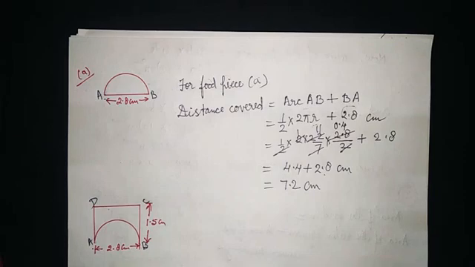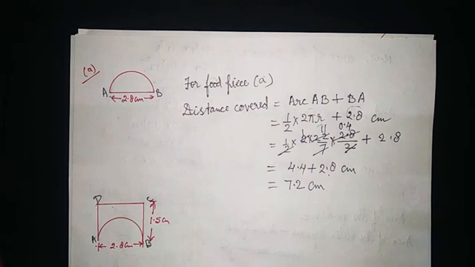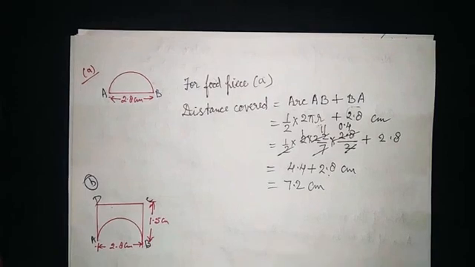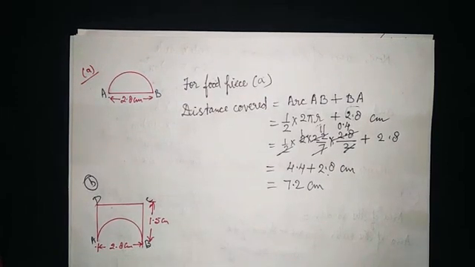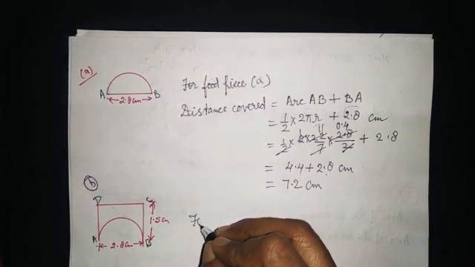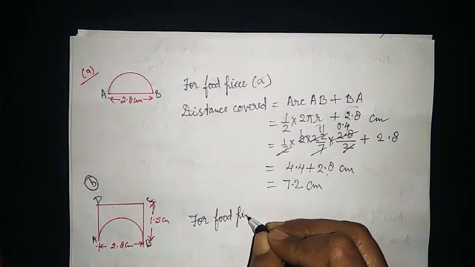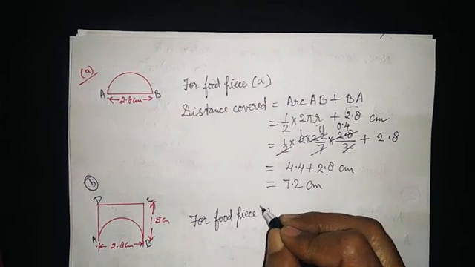Okay. Now see the shape of food piece B. Now for food piece B, we will calculate the distance covered by the ant. Okay. Here also we will find the perimeter of this figure. Clear? For this figure, here we will write for food piece B.